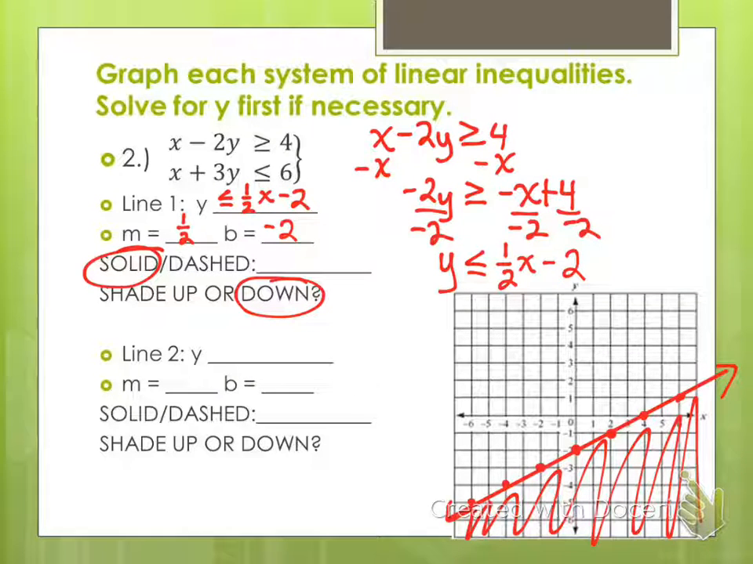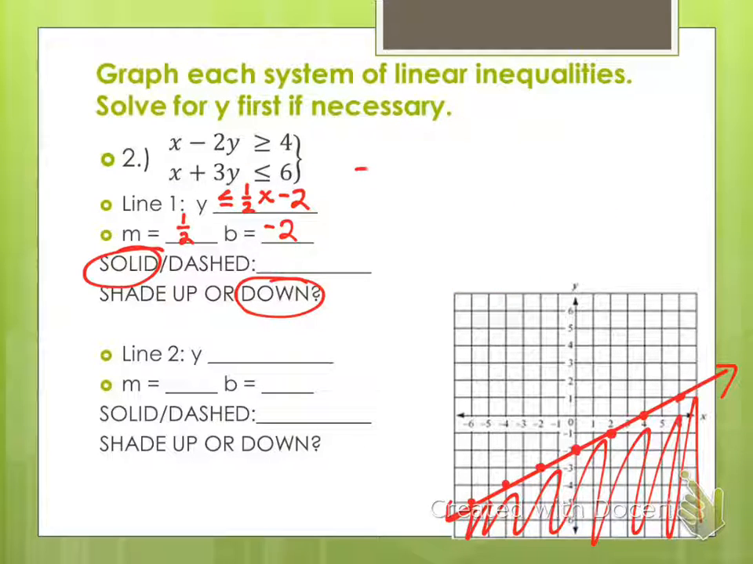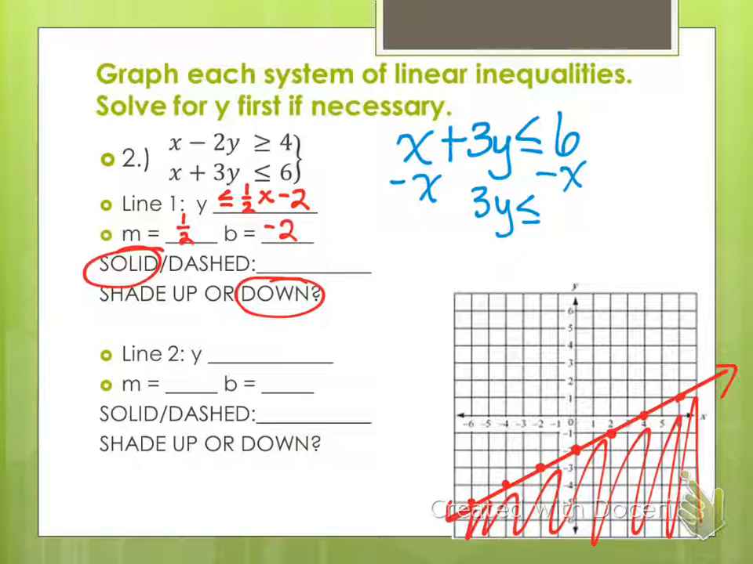All right, next we move on to our other line. I'm going to erase solving for y here, so I've got a little bit more space. For our other line, we've got x plus 3y is less than or equal to 6. We need to get y by itself there. Shannon, what would I do? Good, we subtract x from both sides. 3y is less than or equal to -x plus 6.